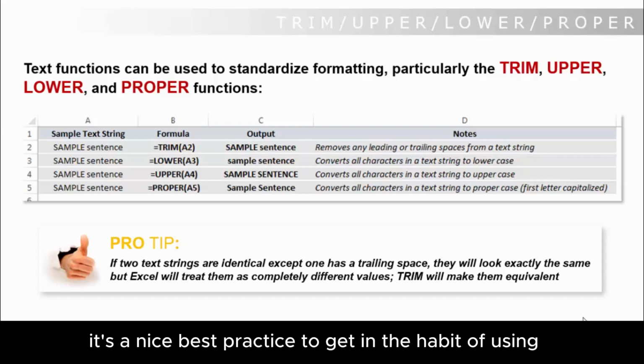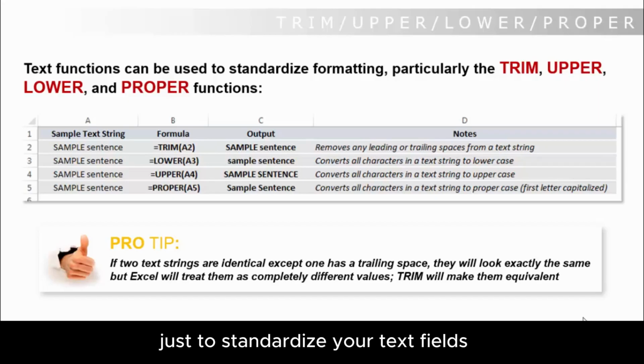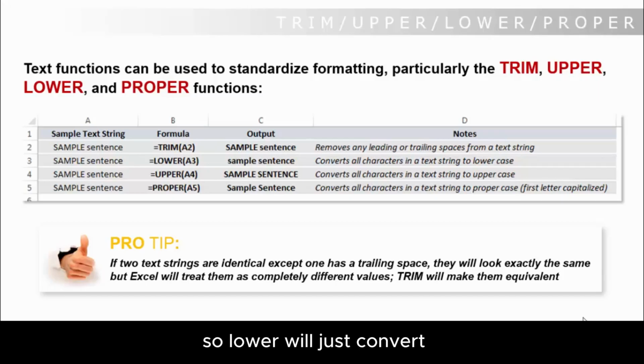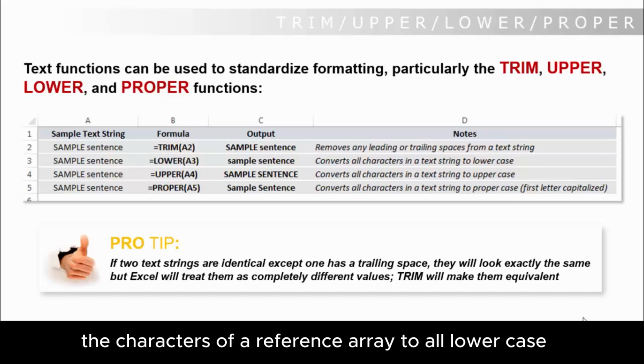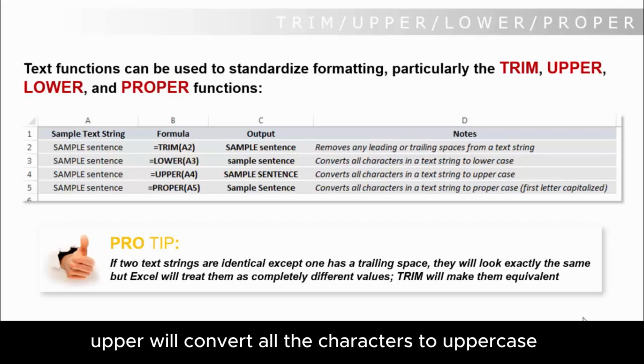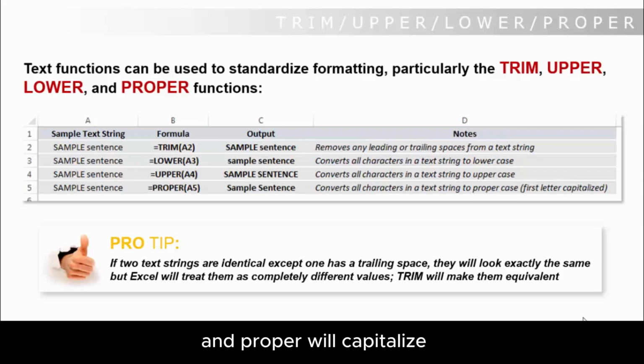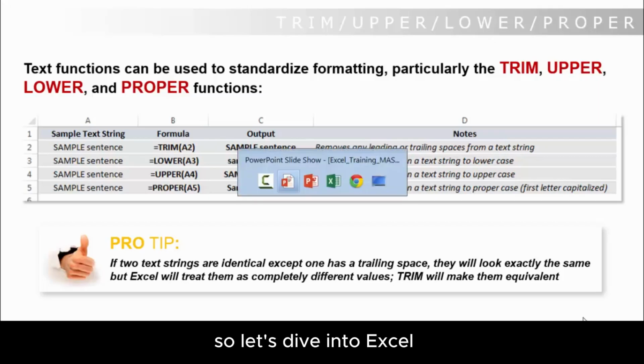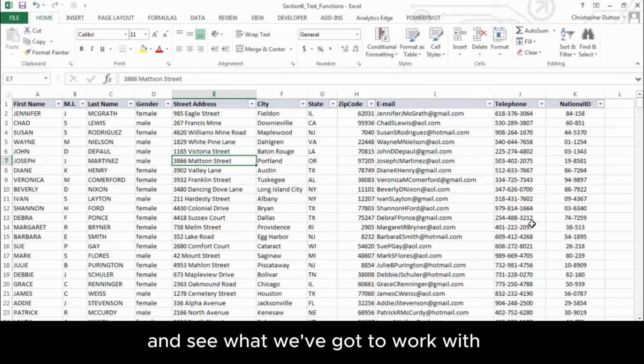And honestly, it's a nice best practice to get in the habit of using, just to standardize your text fields. Lower, upper, and proper, these are just capitalization-based functions. So lower will just convert the characters of a reference array to all lowercase. Upper will convert all the characters to uppercase, and proper will capitalize the first letter in each word of a text string. So let's dive into Excel and see what we've got to work with.